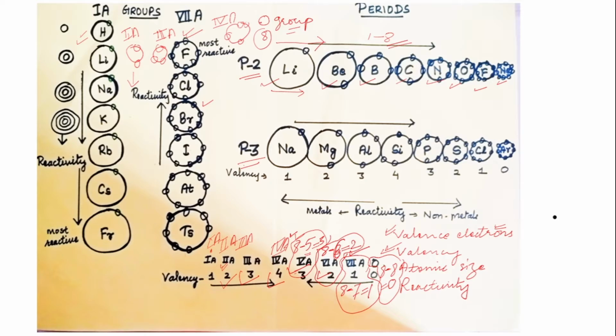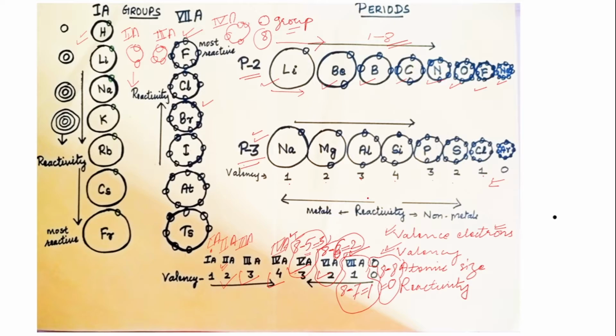Now what happens to valency in the case of a period? In a period, you can see in period 3 how valency is calculated. For sodium, valency is 1 because it has 1 electron in the outermost shell. Magnesium valency 2, aluminum valency 3 because of 3 valence electrons, silicon valency 4, phosphorus valency 3, sulfur valency 2, chlorine valency 1, and argon valency 0. So this is the valency in case of period 3.